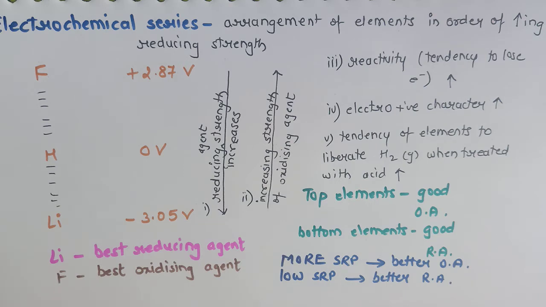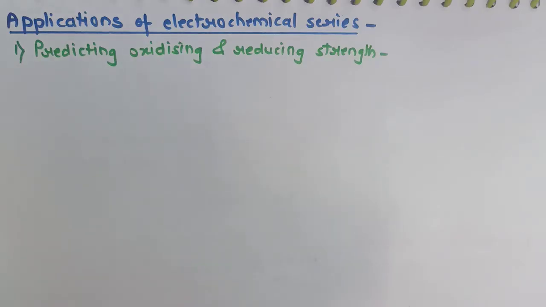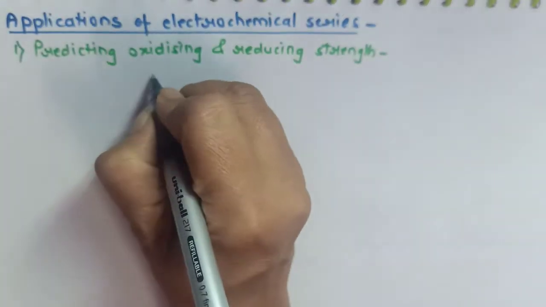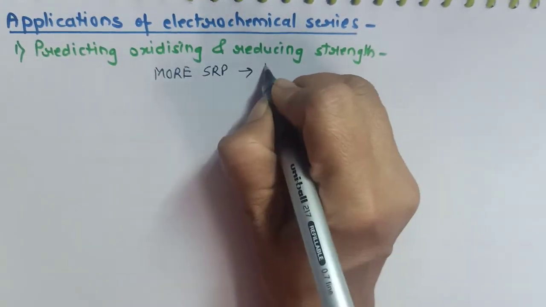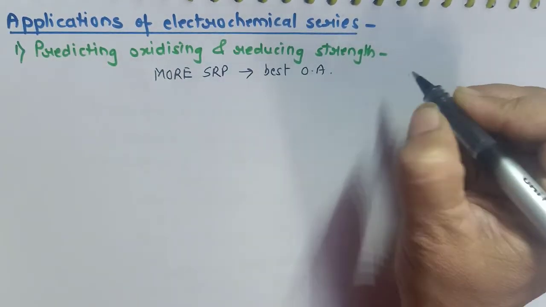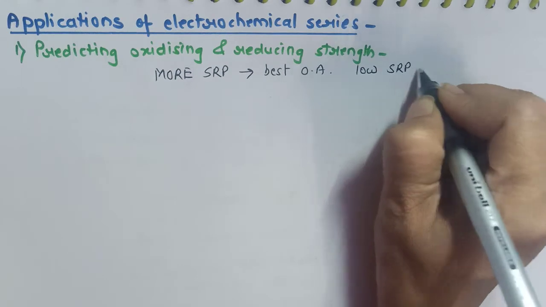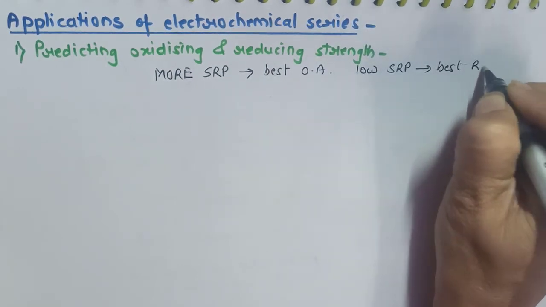Now why are we studying this electrochemical series? Electrochemical series has lots of applications. So let us discuss the applications of the electrochemical series. The very first is predicting oxidizing and reducing agents. If we know the SRP values of elements, then we can easily find out by comparing which one is the best oxidizing agent and which one is the best reducing agent. We now know that if the SRP value is high, then it will be the best oxidizing agent, and if the SRP value is low, then it will act as the best reducing agent.